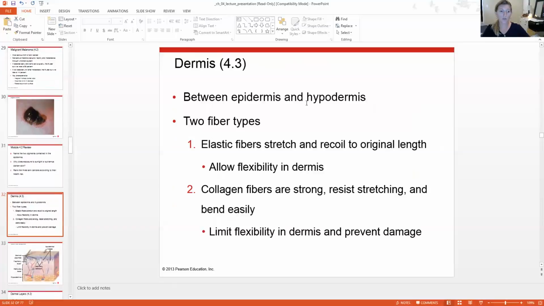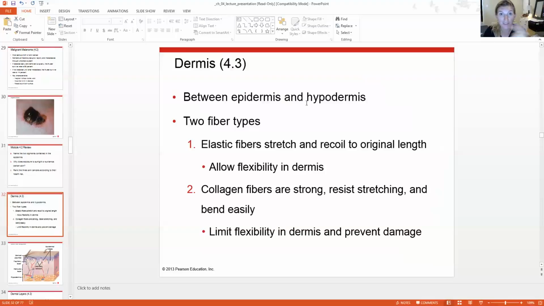So we'll move into the dermis. The dermis is that layer in between the epidermis and hypodermis. There's two main fibers in this area. You have your elastic fibers, which allow your skin to recoil, right? This is like when your skin bounces back. I pick up this little flap of skin on my hand and it just bounces right back.